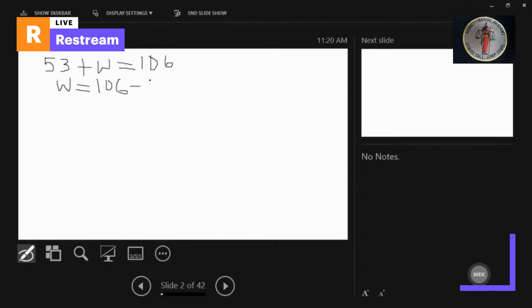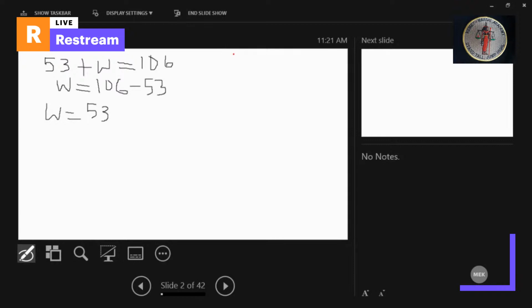So when we're moving the number or the term, we do the opposite of what we originally had. So since it was a positive 53, now when we move it to the right, it's going to be a negative 53. So we're going to have W is equal to 106 minus 53 is 53. So W, if we substitute this value back here, 53 plus 53 is 106. So that's how we know we are correct.